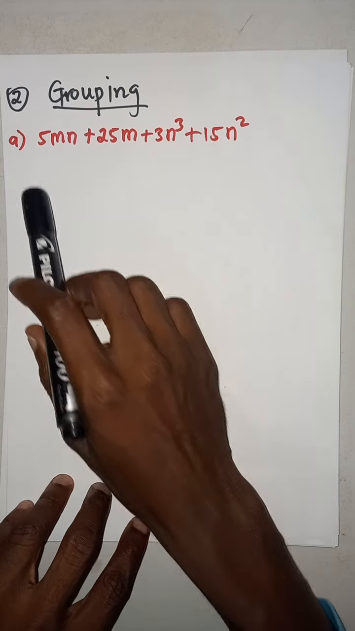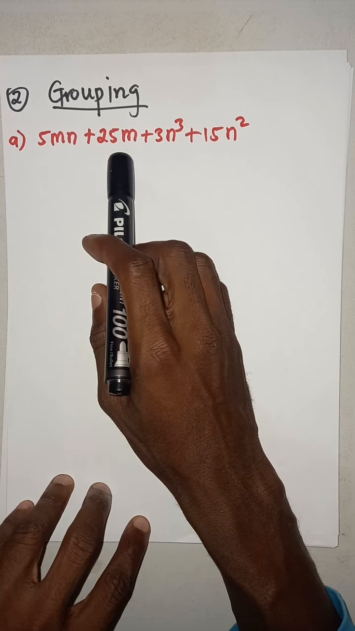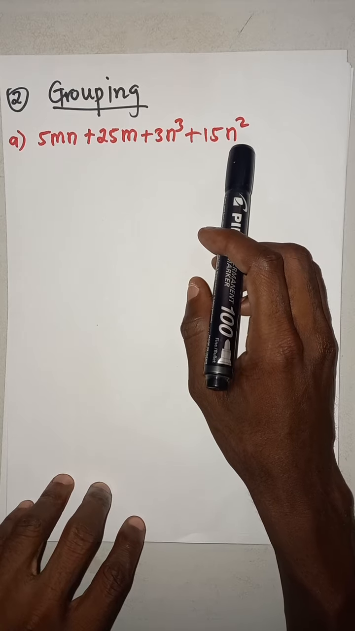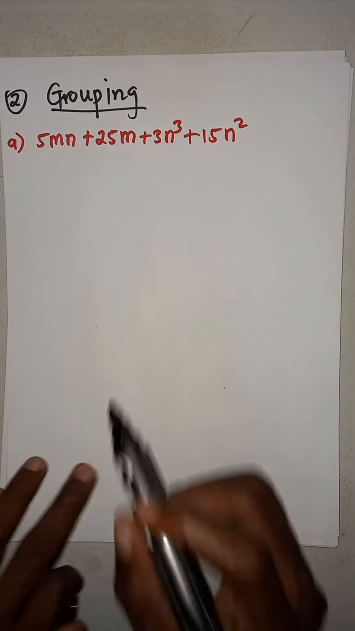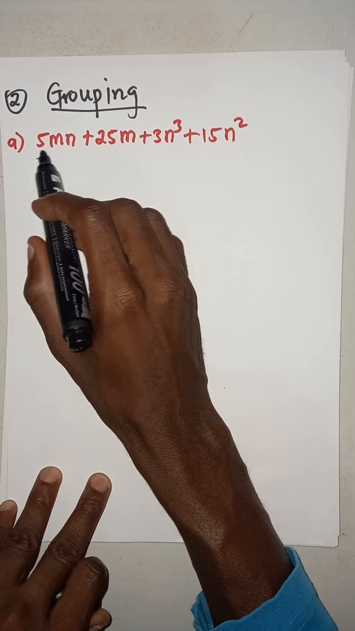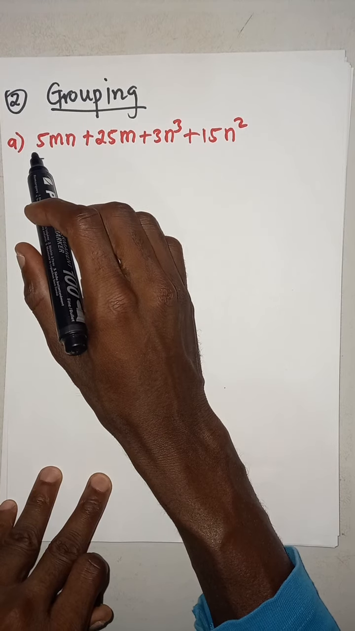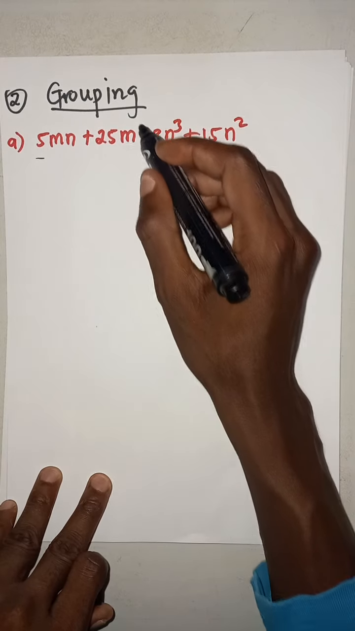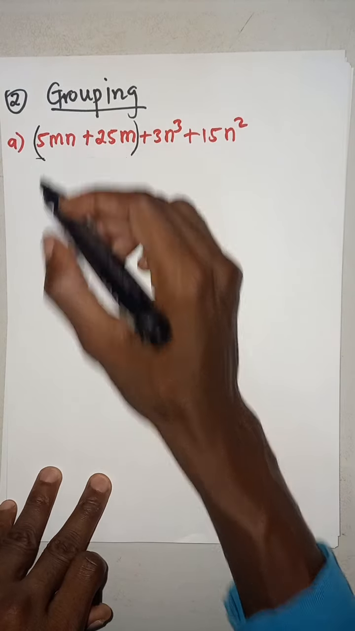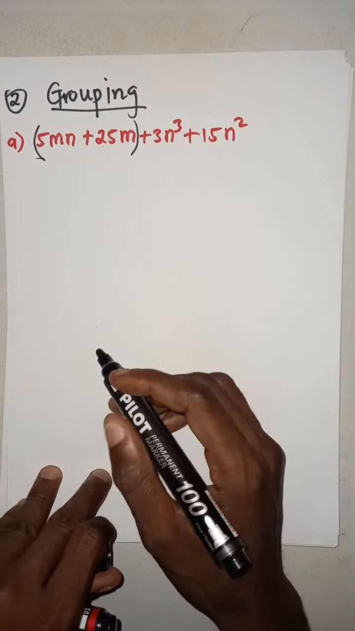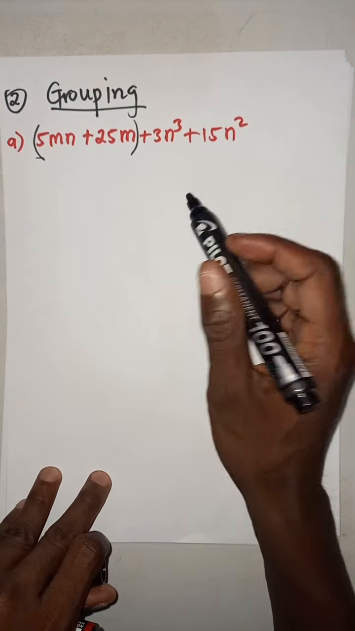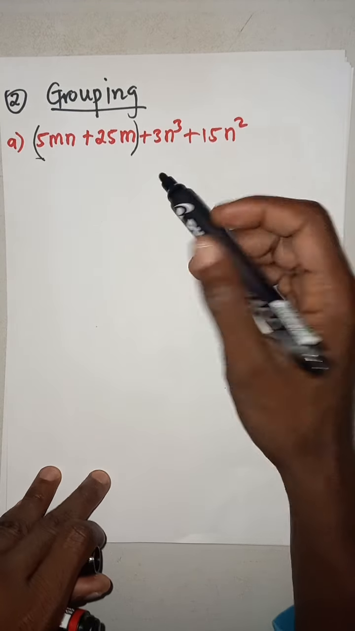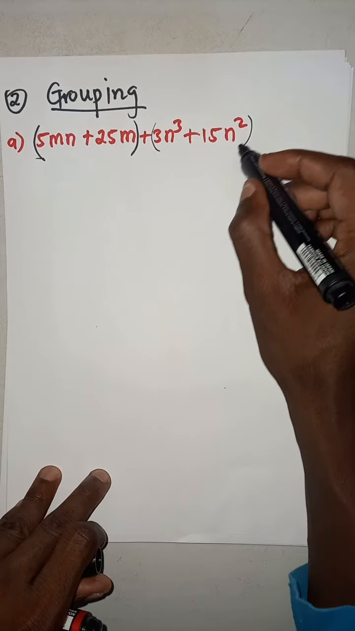For example, 5mn plus 25m plus 3n to the power 3 plus 15n squared. I can clearly see that these two terms have something in common. 5 can go in 25, that's fine. M and n, that's fine, which means I can put this in a group. If I look at this one also, they have something in common. 3 can go in 15, which means that is common. N is common. It means I can also put this in a group.